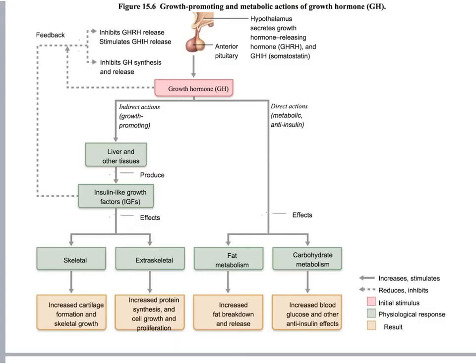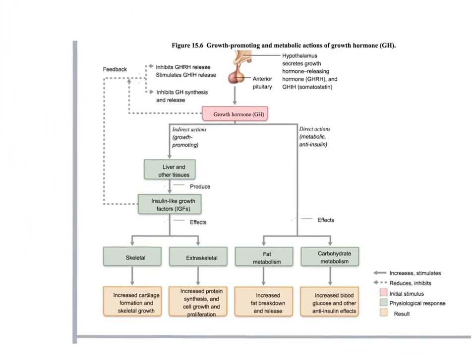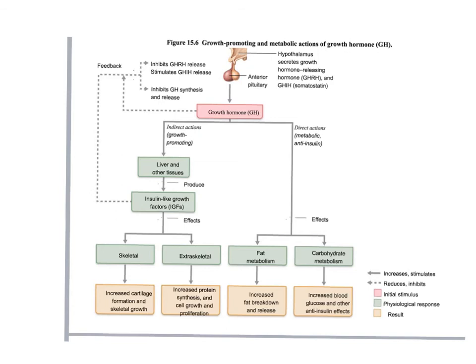Here's a nice little flow chart that I found that I like quite a bit. It kind of simplifies things. Growth hormone: indirect actions, growth promoting, or direct actions, metabolic and anti-insulin. And that's going to break down fat. It's going to cause carbohydrate metabolism. And then your indirect actions, growth promoting, probably through IGFs, liver and other tissues. IGFs are going to stimulate skeletal and extraskeletal growth, right? Increase protein synthesis, etc. All right, so I put that in there for you as well.